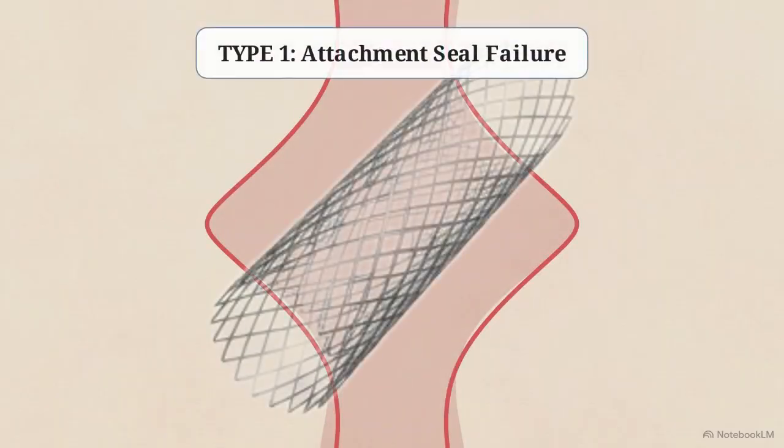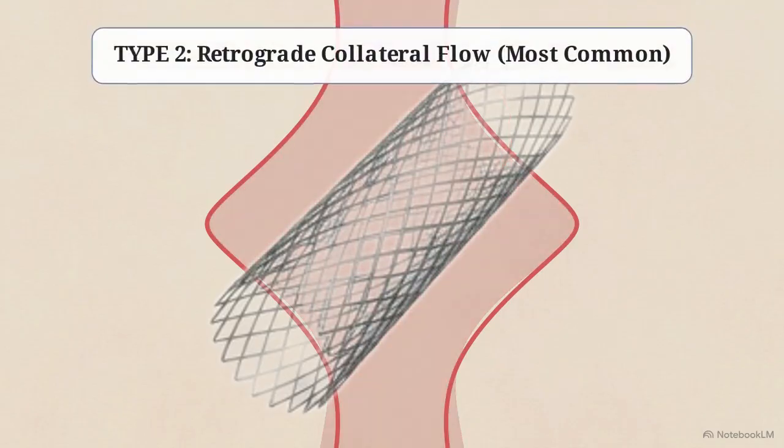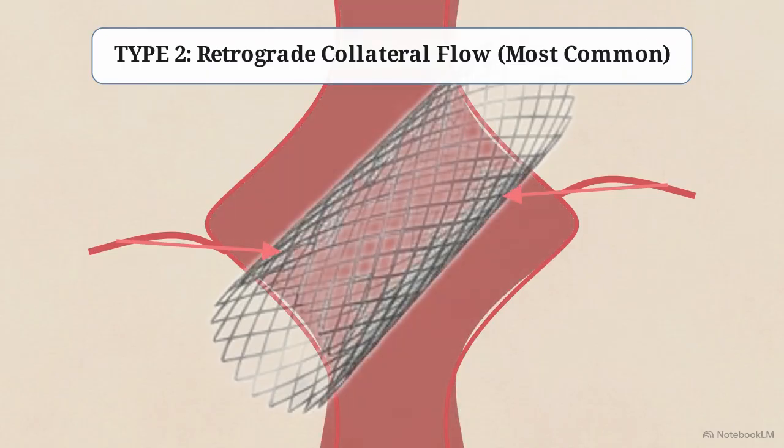This schematic highlights a type 1 endoleak. Blood slips past an inadequate mechanical seal at either the proximal or distal attachment points, repressurizing the aneurysm. A type 2 endoleak forms differently. The stent seals perfectly at the top and bottom, but collateral vessels, like the lumbar arteries, force blood backward into the sac outside the graft. This is the most common endoleak after an EVAR procedure.